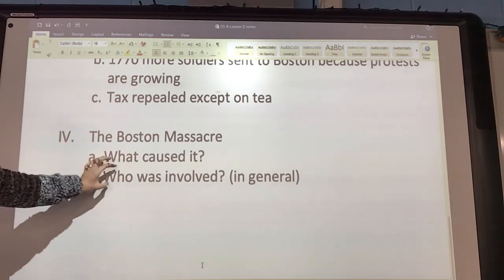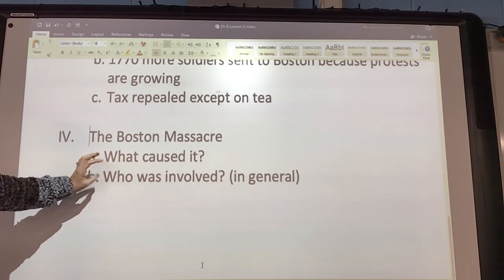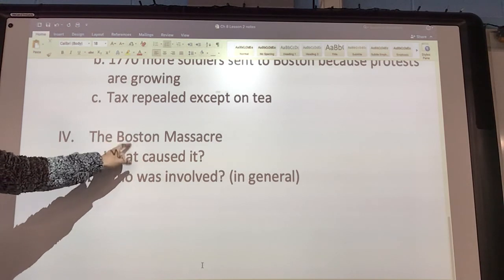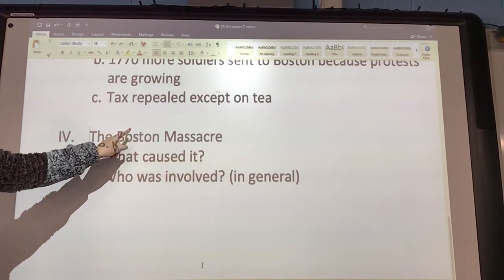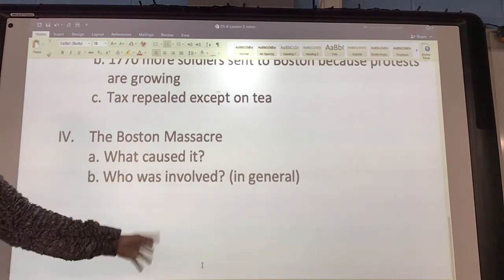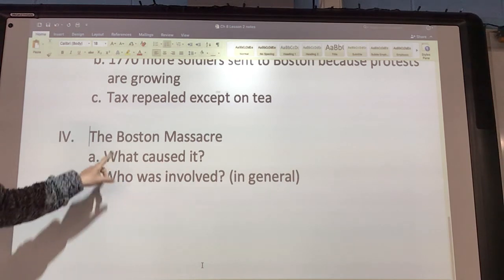I'm going to let you read that and finish those notes on your own. I have 2 questions here to kind of guide your reading. You want to know what caused it. What caused this so-called massacre? And who was involved? I'm looking more for in general, what were the two sides? So you're looking for those two things.